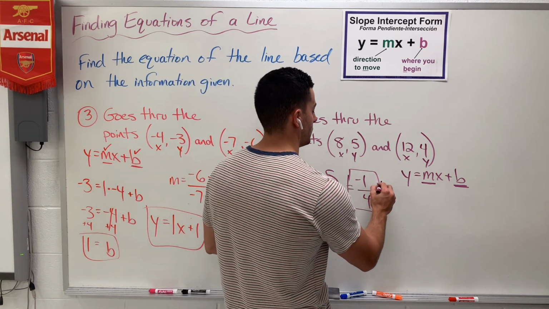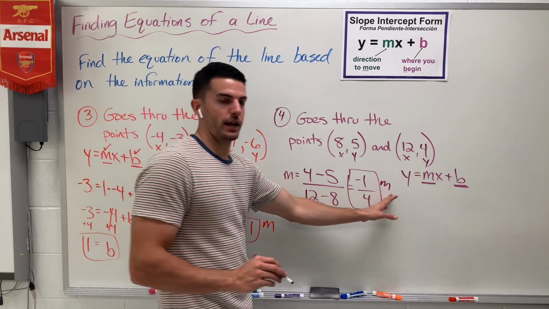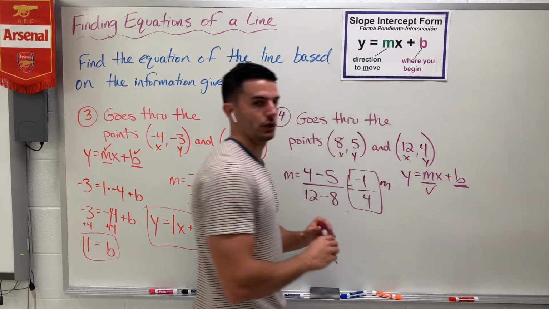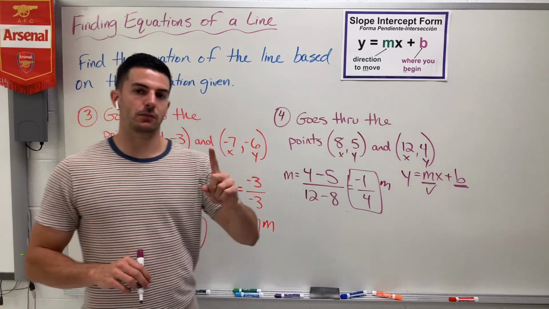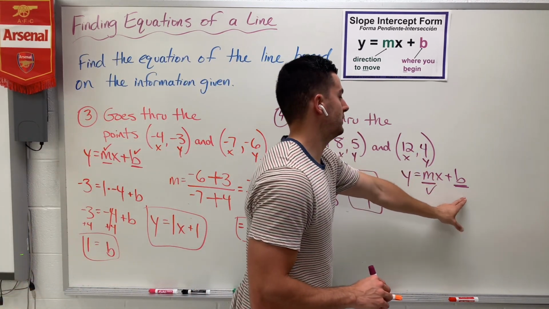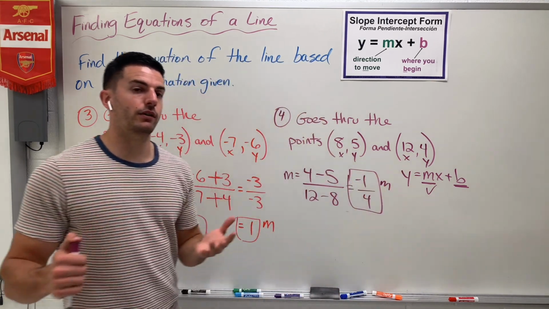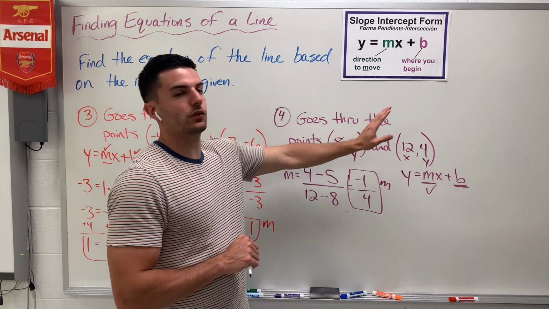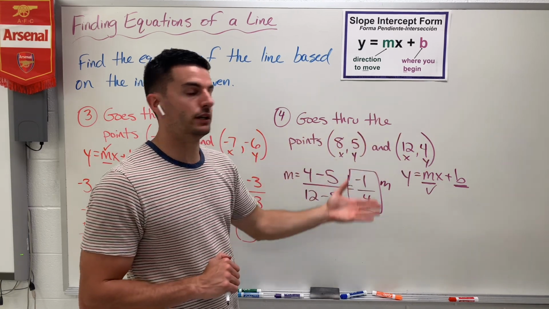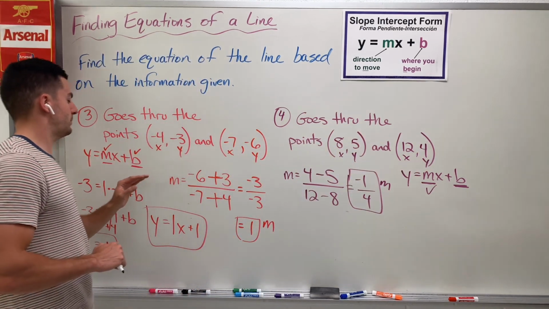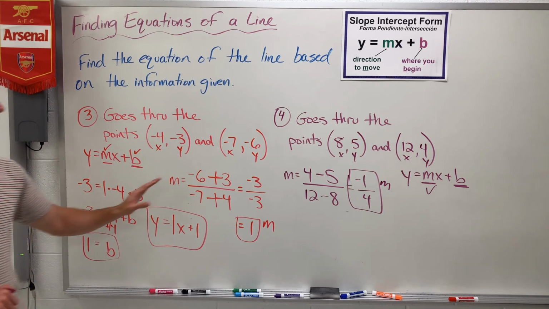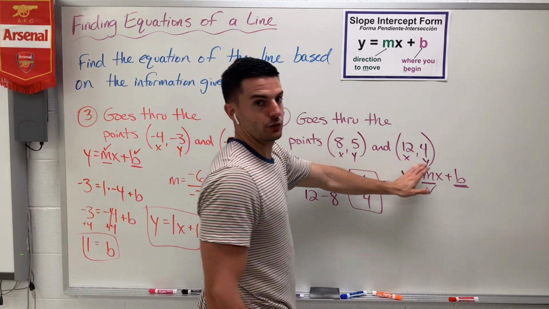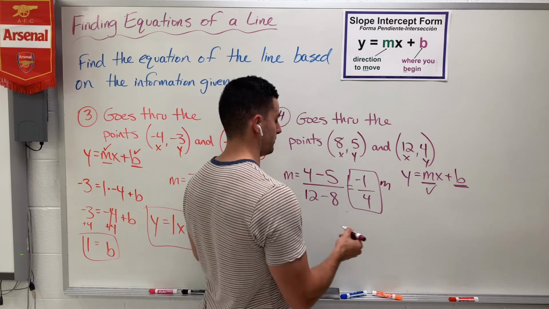So what did I just find? I found my slope, my m value, one piece of the puzzle. Now the second piece of the puzzle is b. And again, how do I find that? I take my slope that I just found, and then I pick either one of these points. It doesn't matter which one. I did the first one, plugging in -4 and -3. Just to show you, I'll do the second one here, 12 and 4. Again, it doesn't matter which one.